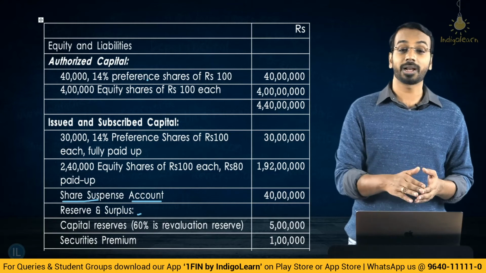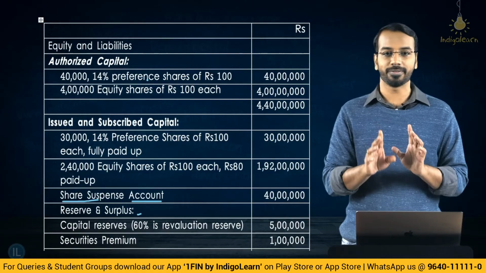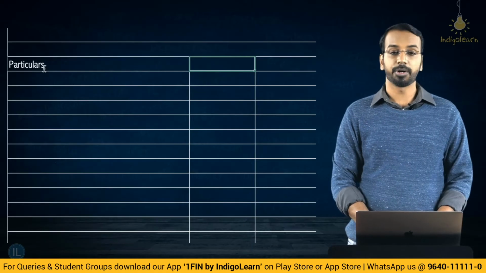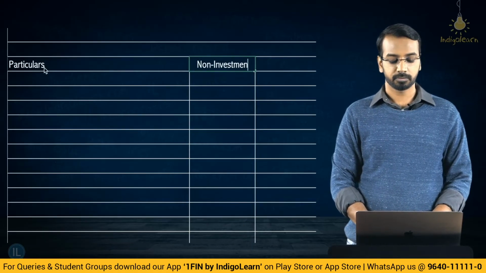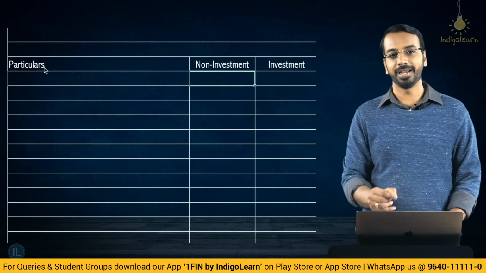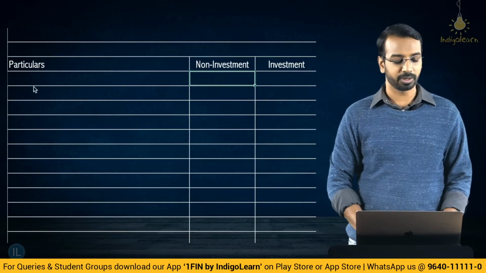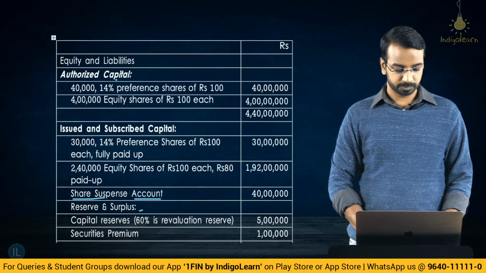From that, if it is a normal company, you will exclude investments. If it is an investment company, you will include investments, right? So let us get into that. Particulars, non-investment and investment. Or the other way to do it, to save time, is you can calculate for non-investment, and at the end you can add investments to get the effective capital for an investment company. Okay. Now what do we have?